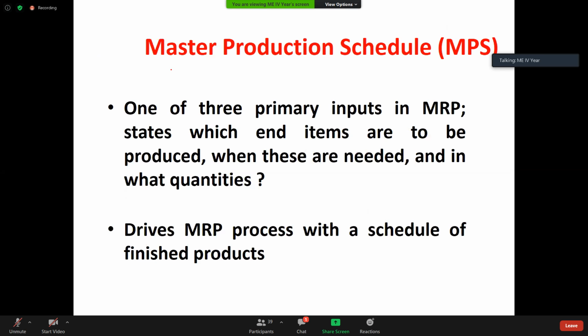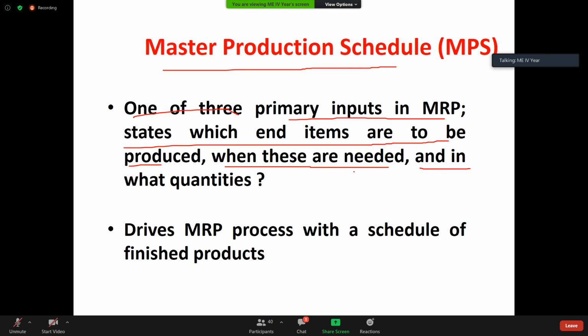Okay, I already explained what the master production schedule is. It is one of the three primary inputs in MRP and states which end items are to be produced, when they are needed, and in what quantity. I already explained how much quantity is required by the customer, when they need delivery, all those things, when to produce. It drives the MRP process with a schedule of finished products.